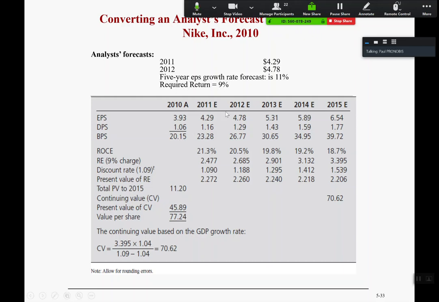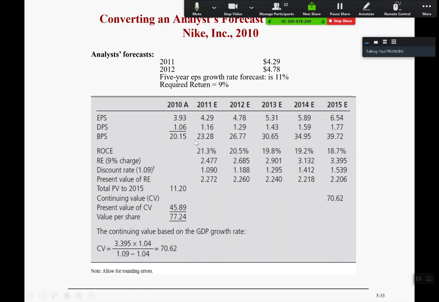Then from a database, for the years 2011, 12, 13, 14, and 15, we would get analyst forecasts in terms of earnings per share. For example, the median consensus forecast, which is just the middle point of all the forecasts that we find in the database, for 2011 is $4.29 and for 2012 is $4.78. In terms of growth rate over the next 5 years, they are assuming 11%. So from that we can estimate earnings per share for the next 5 years.